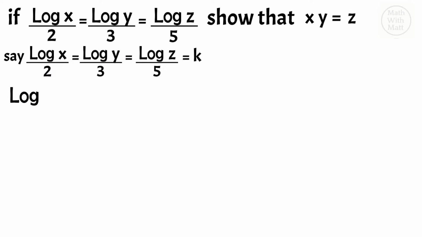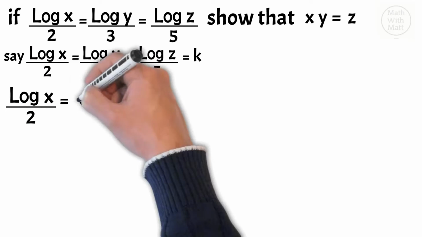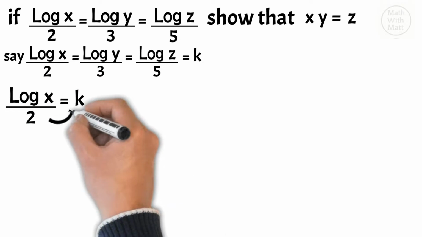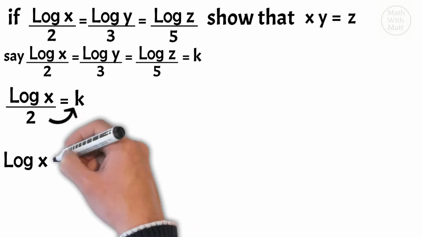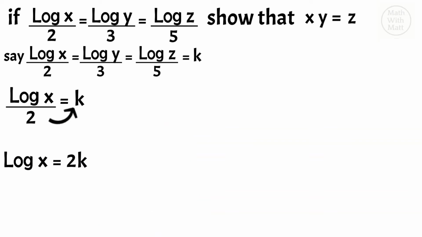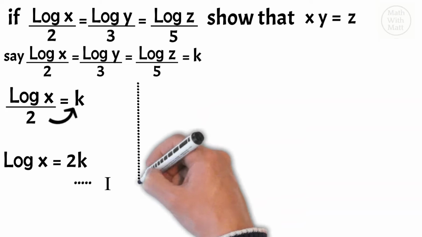And as usual, we take the first part, log x upon 2 equals k. And we take 2 on the right side, giving us log of x equals 2k. And we will mark this as equation number 1. Observe that we didn't multiply or manipulate the equation because the equation asked doesn't have such needs. It's just x and y and z.